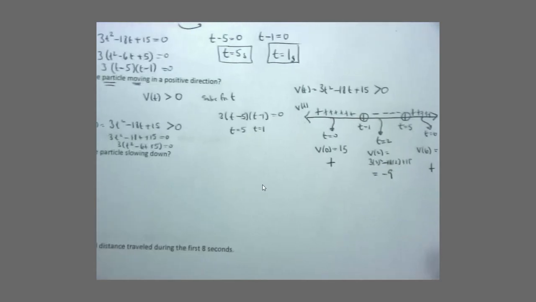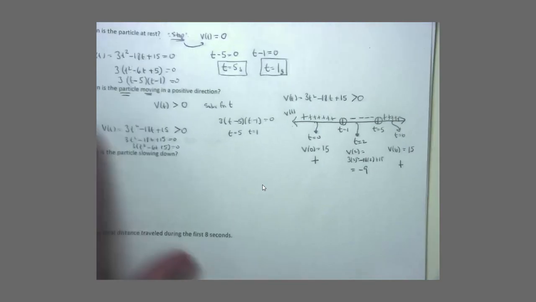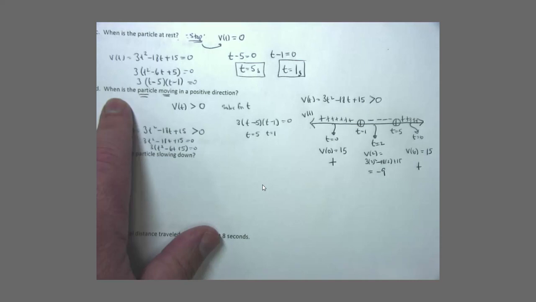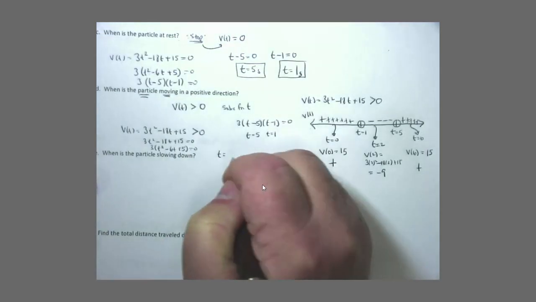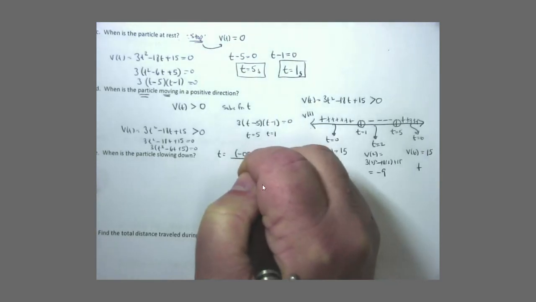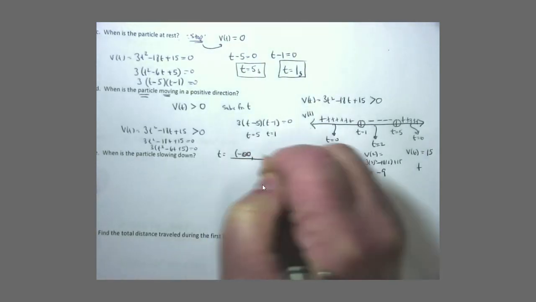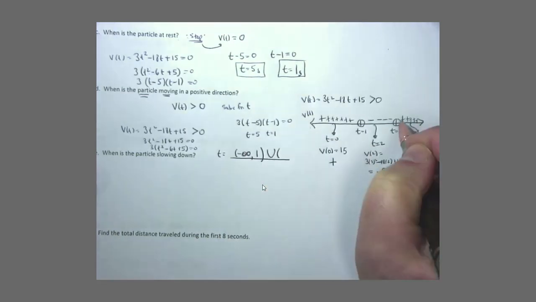So to answer my question, when is the particle moving in a positive direction? That's a question of time. My time interval, the answer here, would be from negative infinity up to 1, but we don't include 1 because at 1 we stopped, union the rest of the positive.